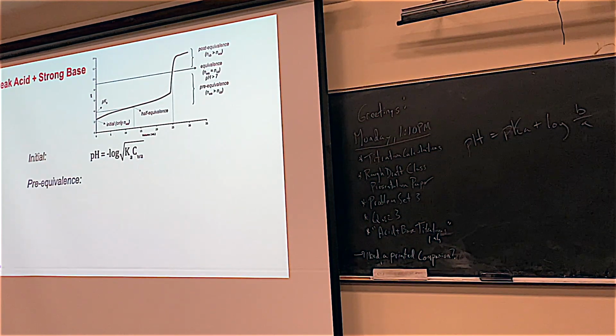Now, pre-equivalence, we're going to see, is a variation of Henderson-Hasselbalch. pH equals pK plus log, and we talked about how HH is base over acid. We're finding essentially how much of the conjugate base is left on top, and on the bottom, we're going to see how much of the weak acid is left. NWA is moles of weak acid.